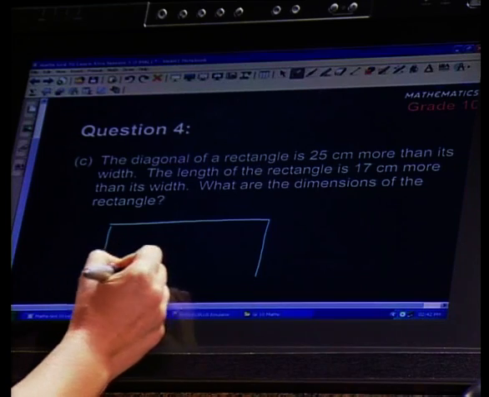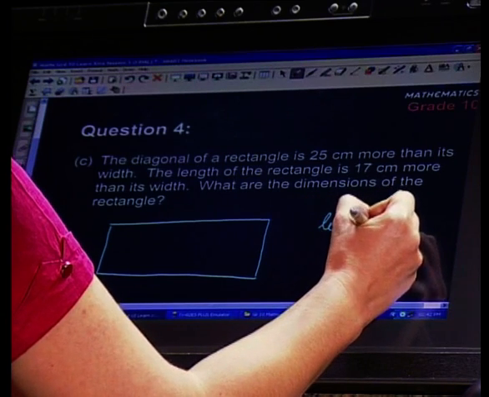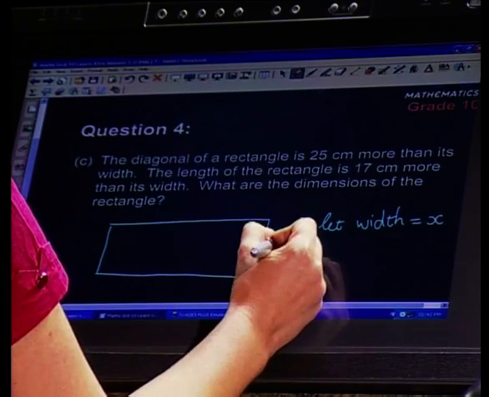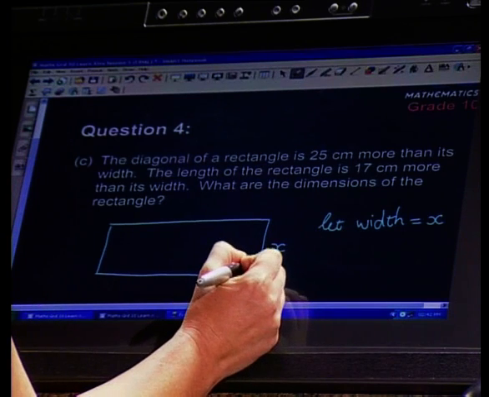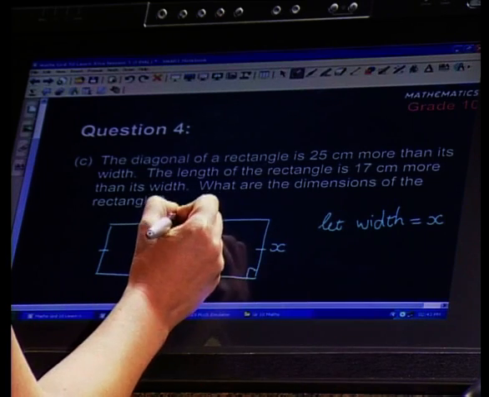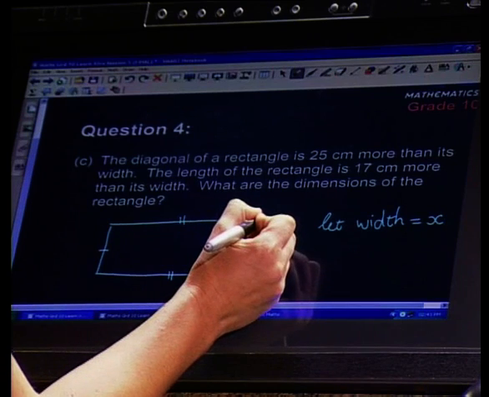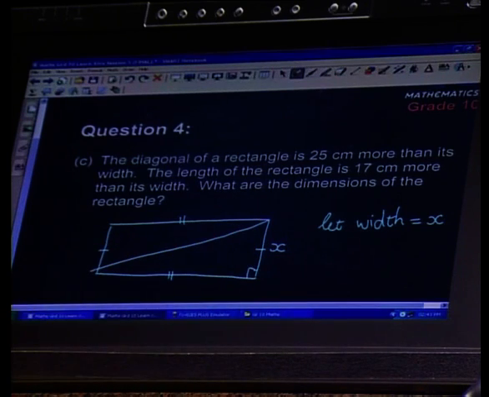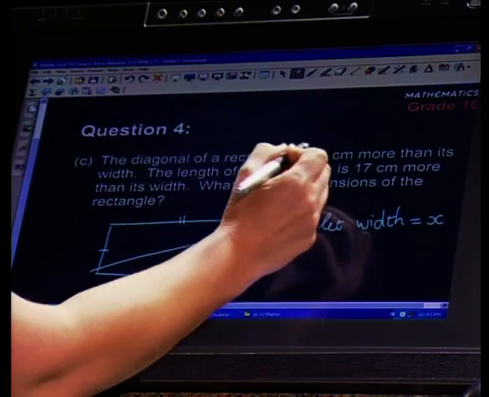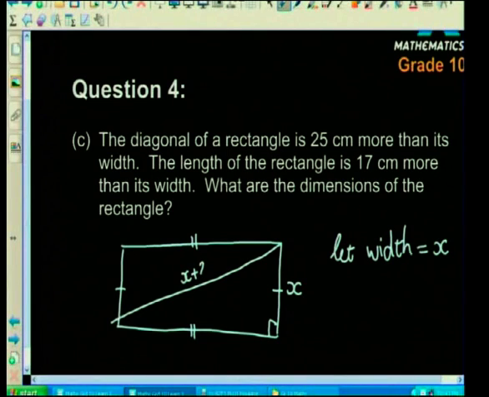I'm going to start by drawing my rectangle and write on the side, let width equal x, and then I'm going to put it in. What do we know about a rectangle? We know that it's got right angles all the way around, that the opposite sides are equal to each other, and that the diagonals bisect each other. Now I'm just going to put those measurements in, or those lines in. So I have a width. The next piece of information, the diagonal of a rectangle is 25 centimeters more. So the diagonal is going to be x plus 25.